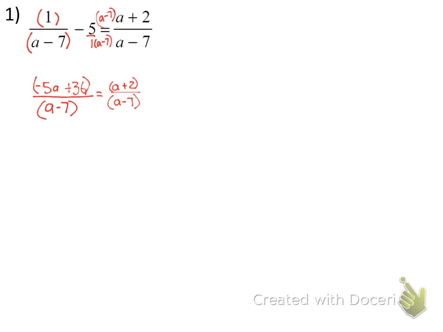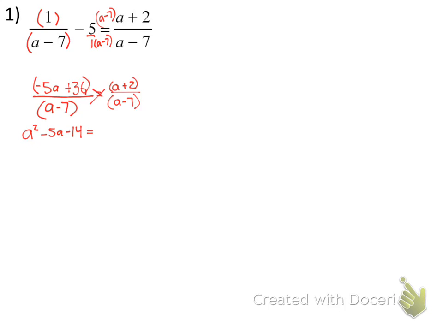So we can multiply across first. So let's do this first. A times a is a squared, so we're basically foiling. A times 2 is 2a, negative 7 times a is negative 7a. So combine those like terms, it's going to be negative 5a. And we got negative 7 times positive 2 is negative 14. That's all equal to the next cross product.